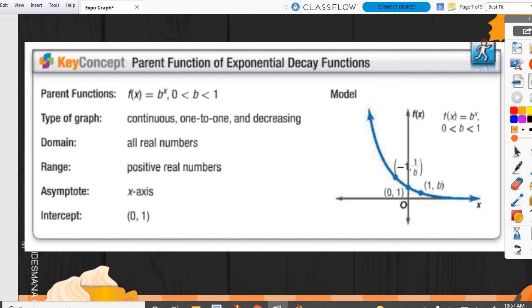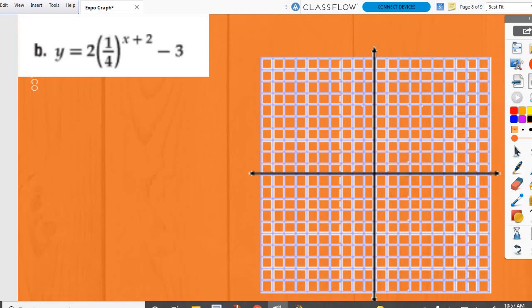So in general, you don't need to write all this down. It's just giving you an example. So this is our decay graph. It is continuous. It is decreasing. Like we said, our domain is all real numbers. Our range is all the positive numbers. We still have an intercept at 0, 1. Okay. So in your groups, I want you to start with your parent graph on this one and graph our transformation.